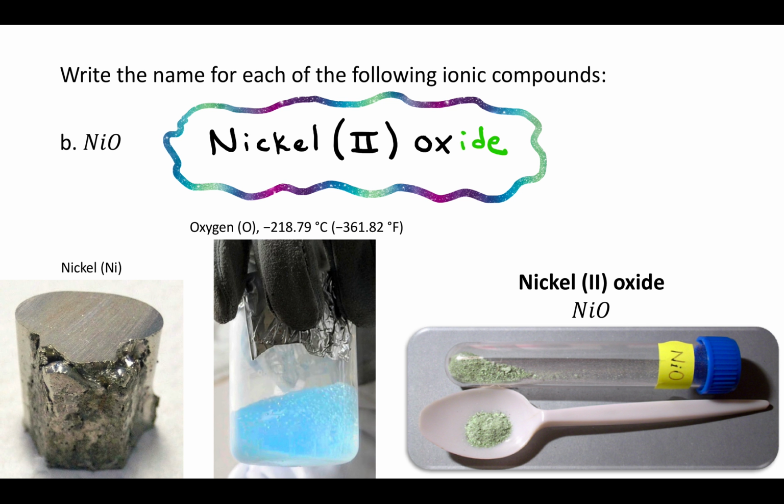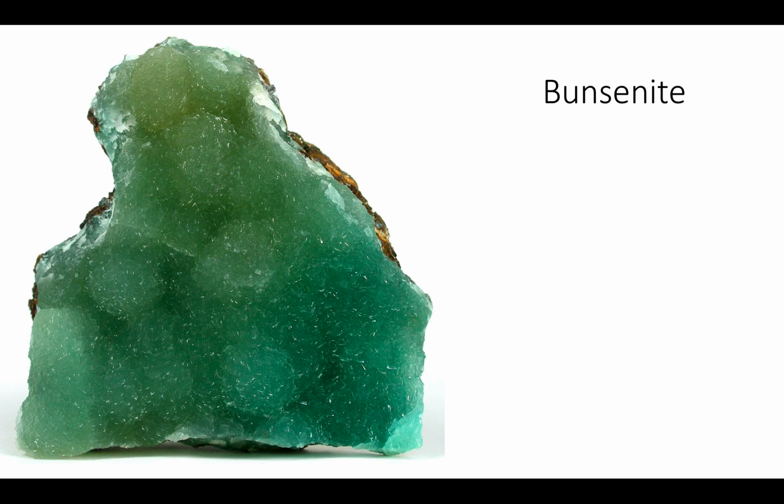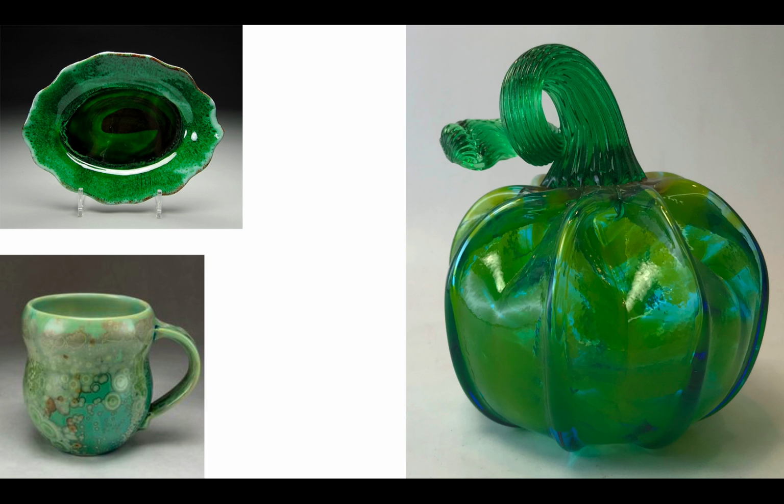So if you take nickel and react it with oxygen, you'll get nickel(II) oxide. And that's used in ceramics. Well, first it occurs naturally as a mineral called bunsenite, but it's also used in ceramics and in glassware for coloring.